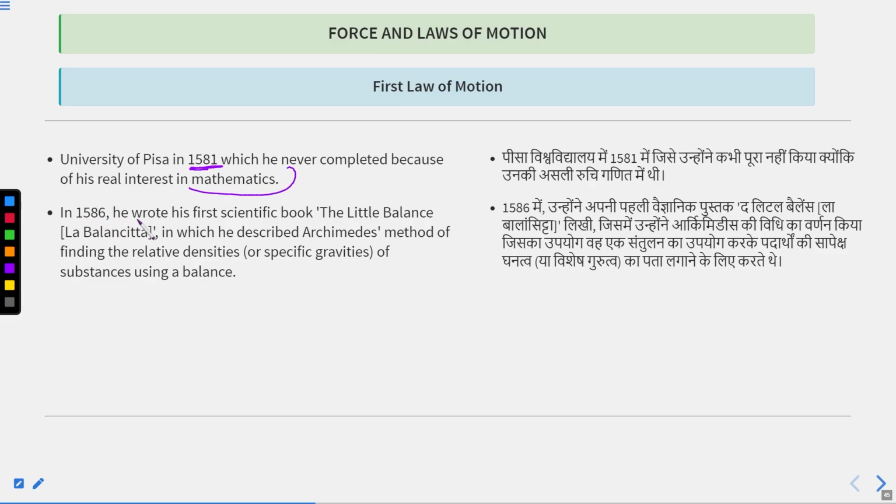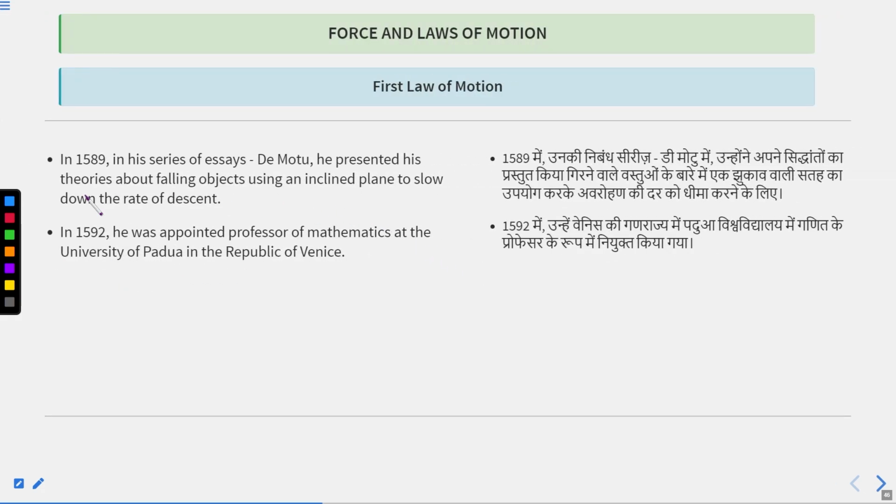In 1586, he wrote his first scientific book, The Little Balance, La Balanciata, in which he described Archimedes' method to find the relative density or specific gravity of a substance using a balance. In 1589, in his series of essays, De Motu, he presented his theory about falling objects using the inclined plane. Using this inclined plane, he explained the theories about falling objects.